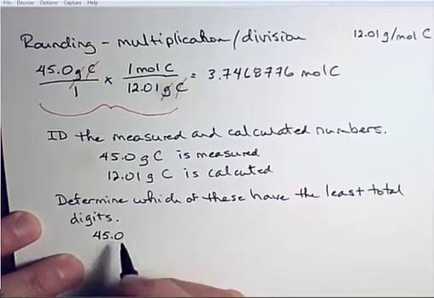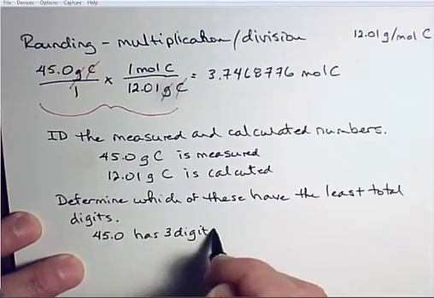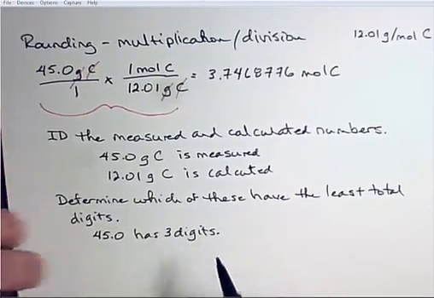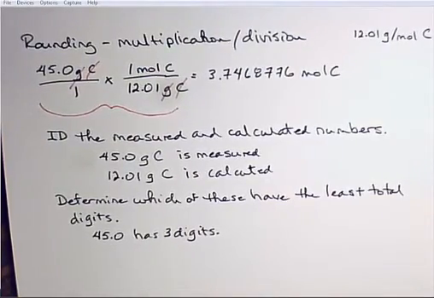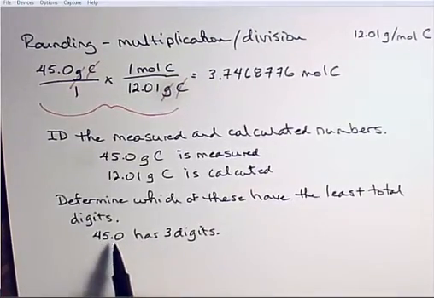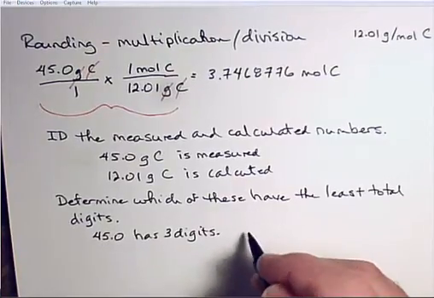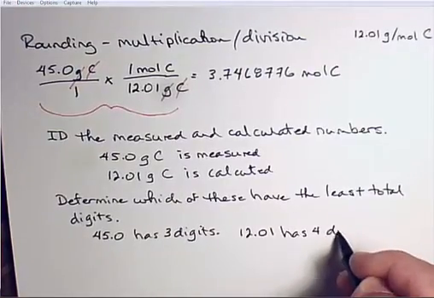So 45.0 has 3 digits. I know you guys are used to, in math classes and maybe even earlier science classes, thinking about that 0 as not even being a digit. You kind of put them in there when you want to and take them away when you don't want them. But zeros are very important. They tell us how precise the measurement is, and we'll get to that later in this unit, okay? So that 0 has to be there. That 0 tells me how precise that measurement was when it was originally conducted, okay? And so 12.01 has 4 digits.